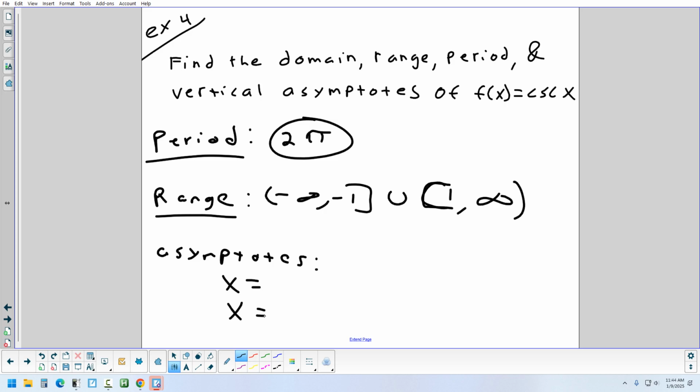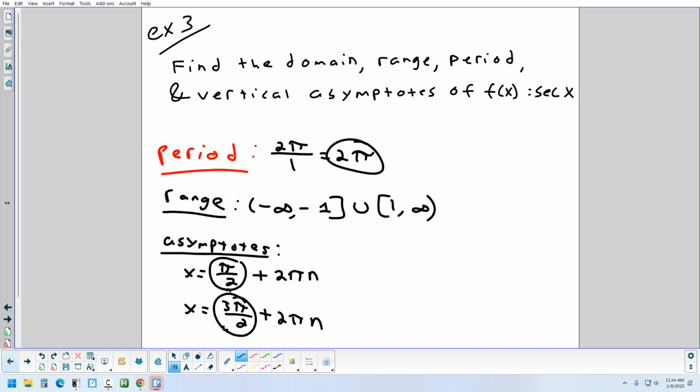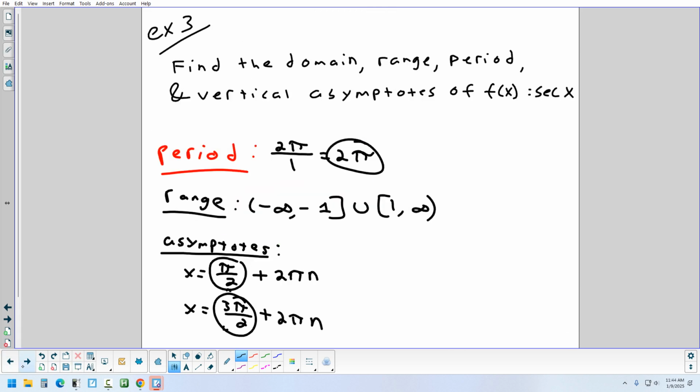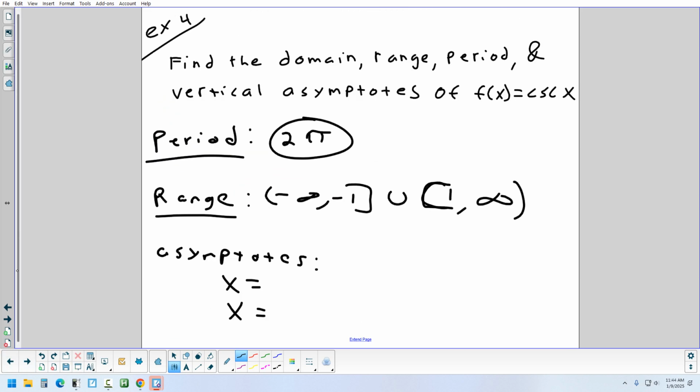Again, are there any transformations? No. Then we don't have any changes in the original asymptotes. What are the 2 original asymptotes for cosecant? 0 and pi. If you just write 0 and pi, you've only told me 2 asymptotes. I want to know every asymptote. So what do we put on the end of each one of them? Plus 2 pi n.